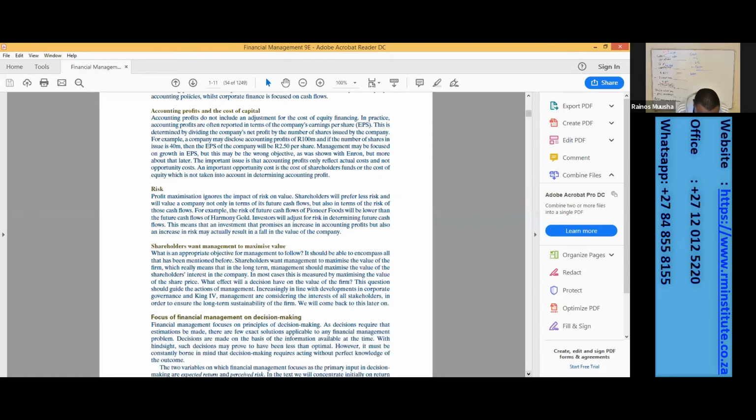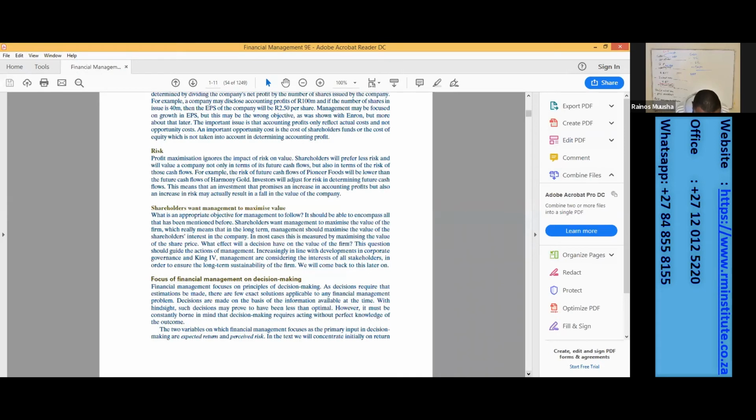Next, we look at shareholders wanting management to maximize value. So what is an appropriate objective for management to follow? It should be able to encompass all that has been mentioned before. Shareholders want management to maximize the value of the firm, which really means that in the long term, management should maximize the value of the shareholders' interest in the company. In most cases, this is measured by maximizing the value of the what?